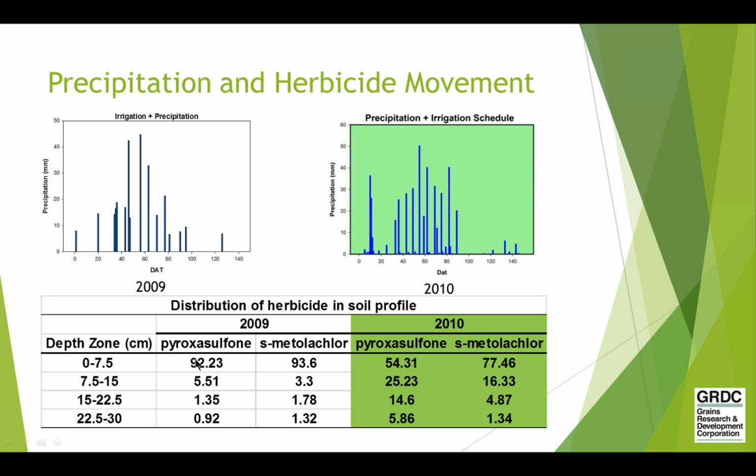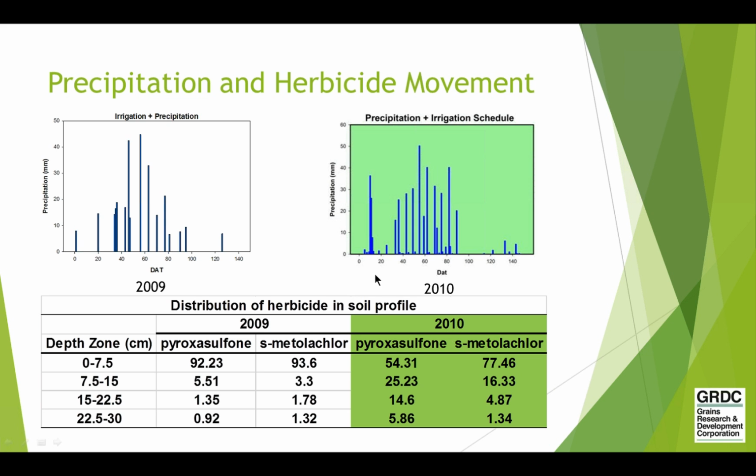In 2009, when we looked at the distribution of the herbicides, both pyroxasulfone and s-metolachlor, throughout the season, greater than 90% of it stayed within that 0 to 7.5 soil zone. So there was very, very limited movement down the profile.